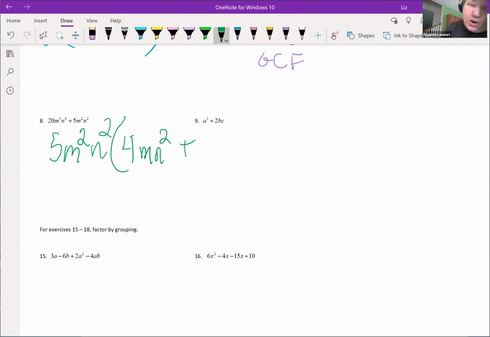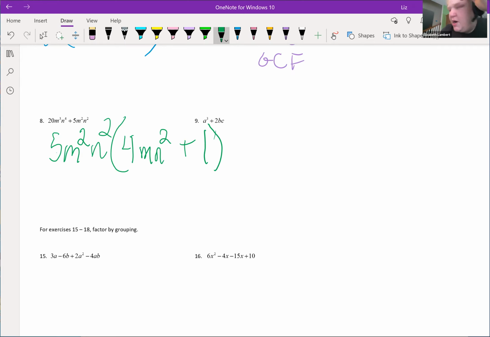So remember before I said this was multiplication division. So if I have a thing divided by itself, I get 1. If I multiplied 5 m squared n squared times 1, I would get back to that second term. So that is our factored form.